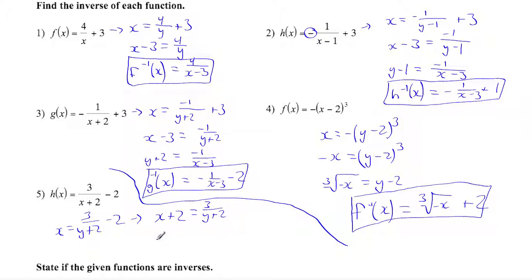Switch the x plus 2 and the y plus 2, so I get y plus 2 is equal to 3 over x plus 2. And I can isolate the y. So this is going to be h inverse of x is equal to 3 over x plus 2 minus 2. And that's my inverse.